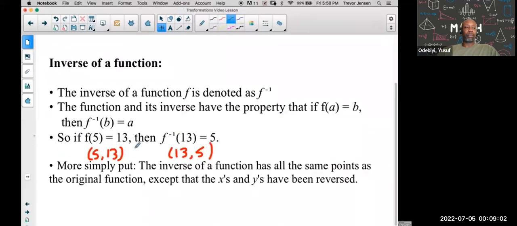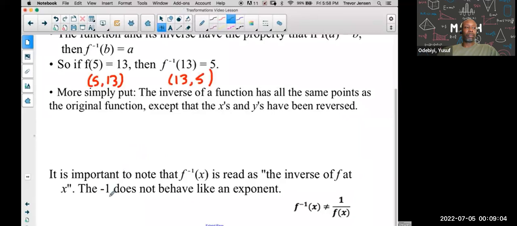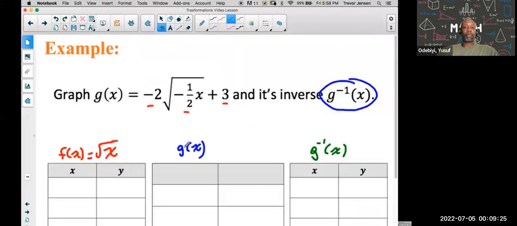And I think on this page over here, I forgot to scroll down, but I actually made a note here. Important to note, inverse of f at x, this -1 here, is read as the inverse of f at x, not f to the exponent of -1. This -1 does not behave like an exponent. This does not mean 1 over f of x. It just means the inverse of f of x.